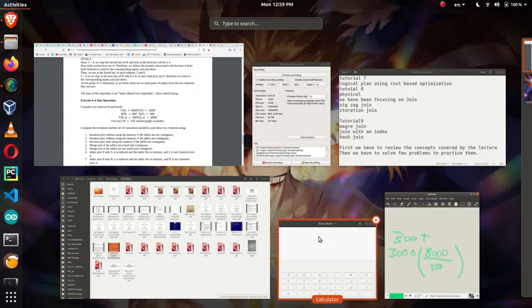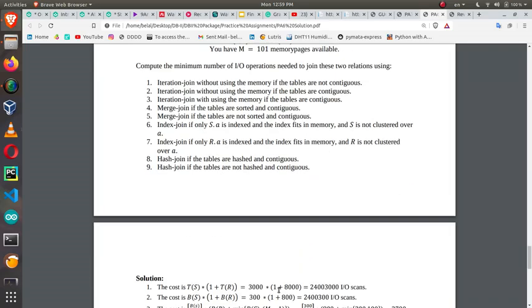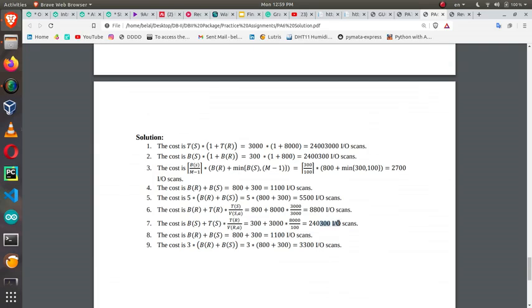So let's grab our calculator. 8000 over 100, that is 80. 80 times 3000 is 240,000, plus 300. 240,000 and 300. Correct.